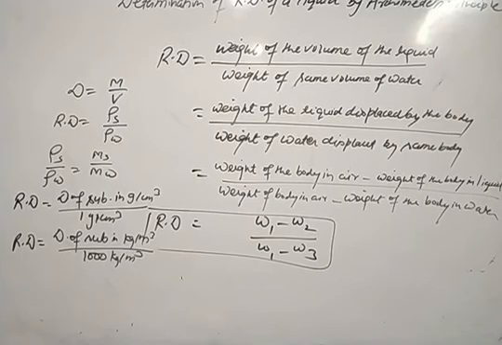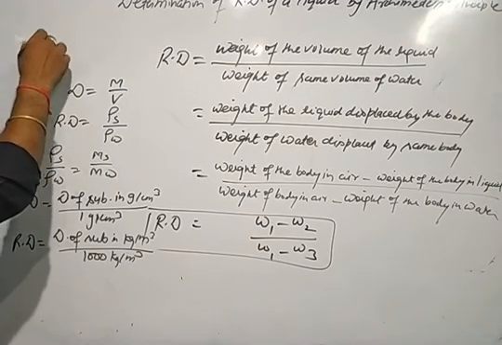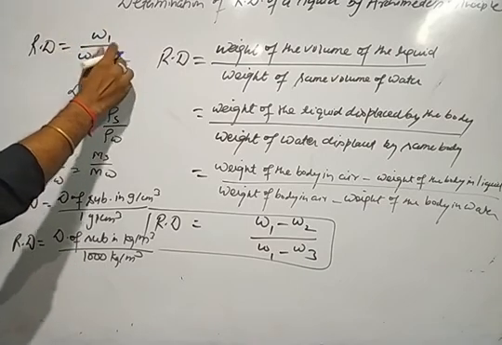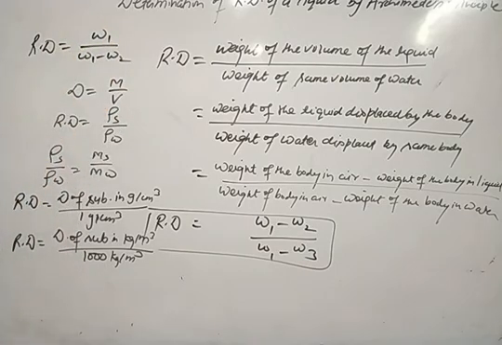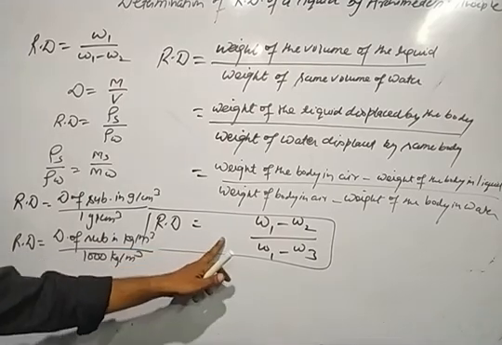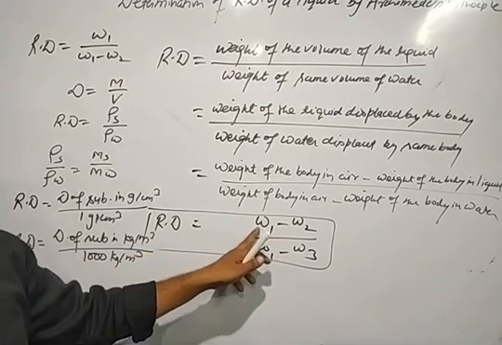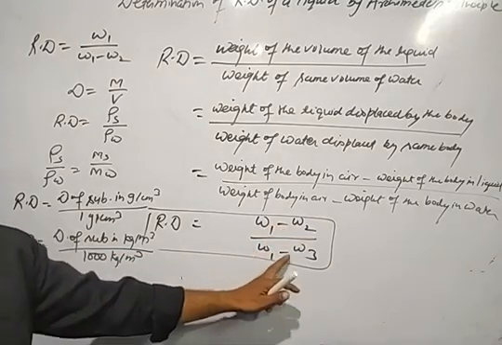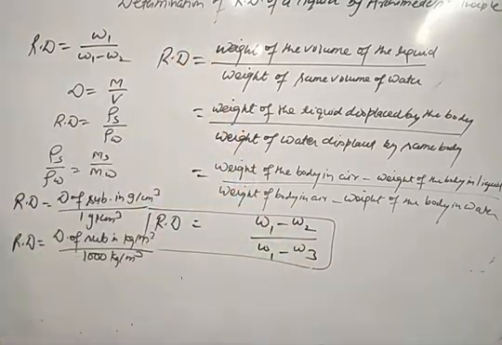And we discussed about relative density is equal to W1 upon W1 minus W2, that is weight of the body in air upon weight of the body in air minus weight of the body in water. And the last one was this one. Relative density is equal to weight of the body in air minus weight of the body in liquid, upon weight of the body in air minus weight of the body in water. So these things we discussed.